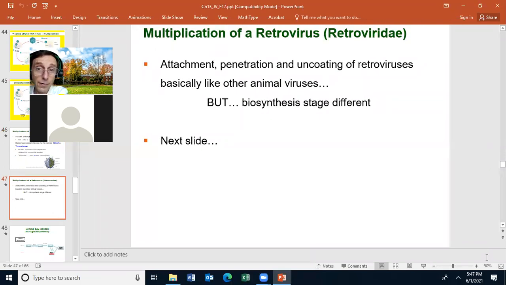Attachment, penetration, and coating of retroviruses follows the same pattern of other animal viruses, but their biosynthesis is different.